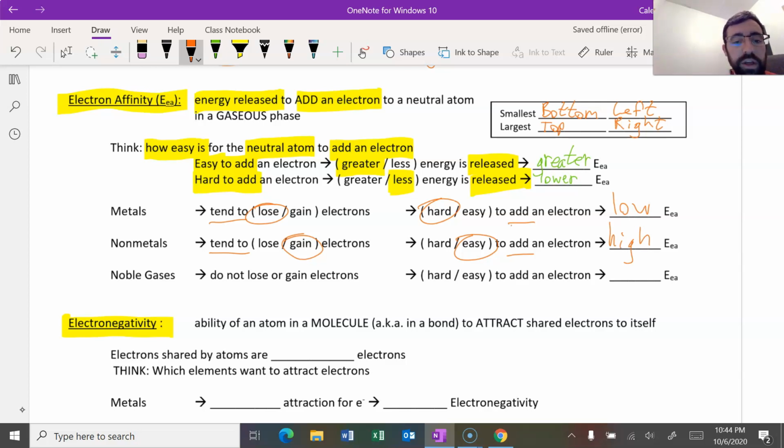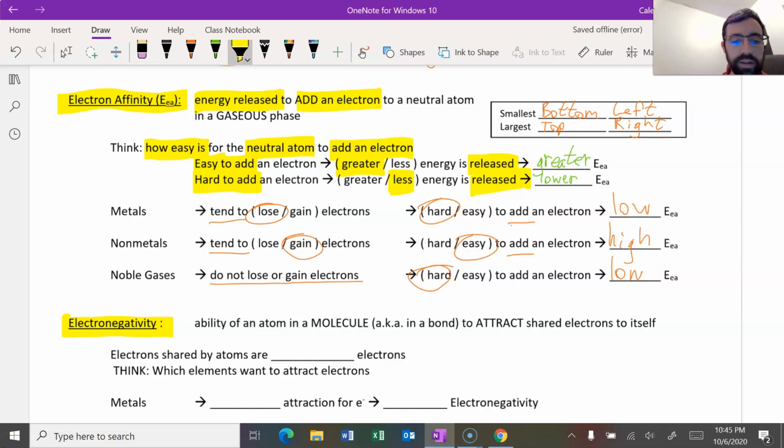It's more favorable. Noble gases do not lose or gain electrons, so it's going to be hard to add an electron. It's hard to give it an electron, so it's going to have a low electron affinity.